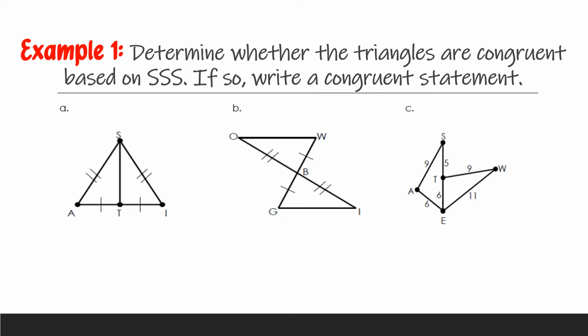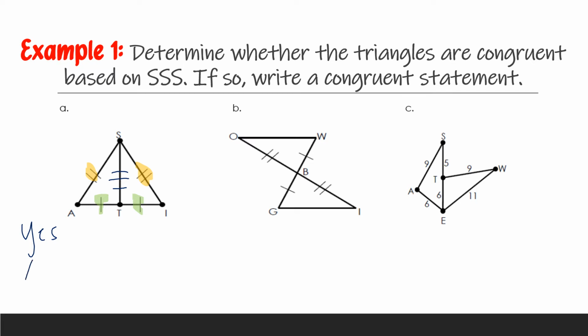So for A, we have two pairs of sides marked congruent. We've got SA and SI, and then we also have AT and IT. So there's a third side that isn't marked. However, this third side is shared by both triangles. So that's the reflexive property. So these triangles are going to be congruent by side, side, side.